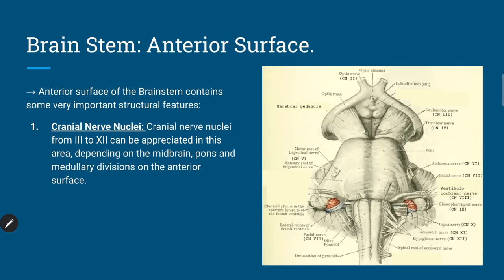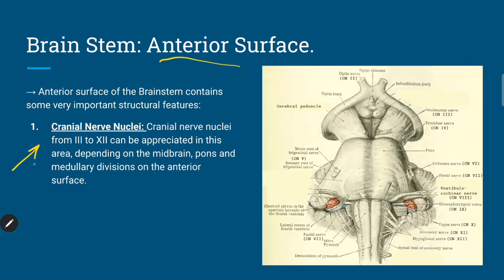Now let's look at the surfaces. As we discussed before, we're going to look at the surfaces of the brainstem. Starting with the anterior surface, it is important, but the high yield is coming from the posterior surface. So you can give some attention to this one, but you will also need to focus more on the posterior surface of the brainstem. Number 1, the anterior surface of the brainstem contains some very important structures.